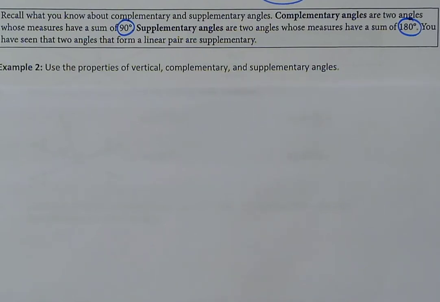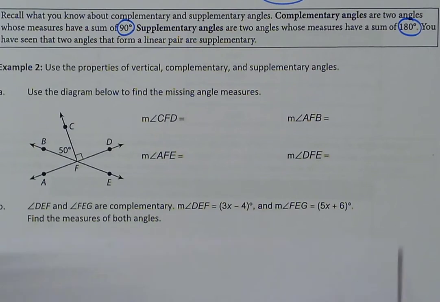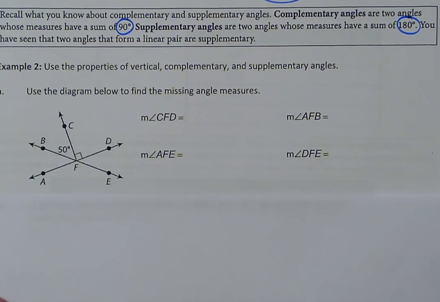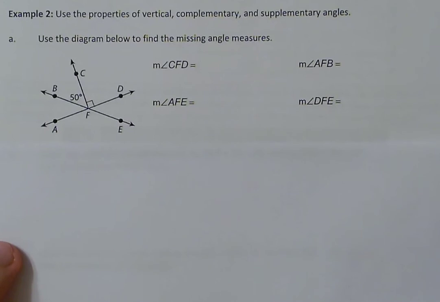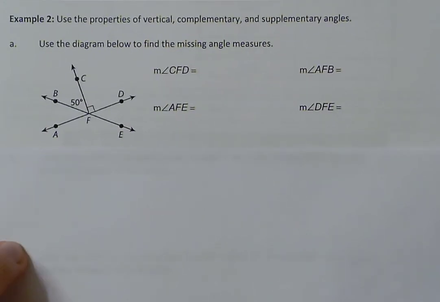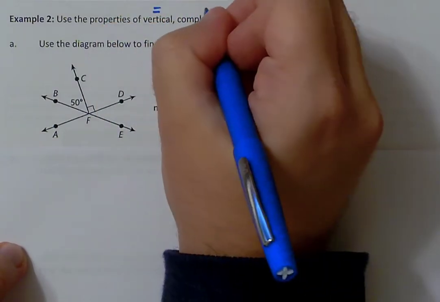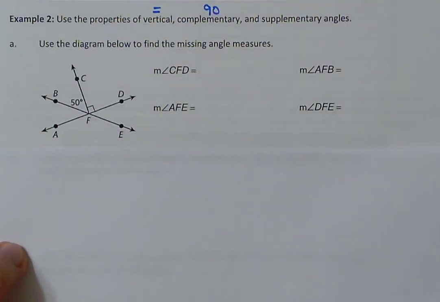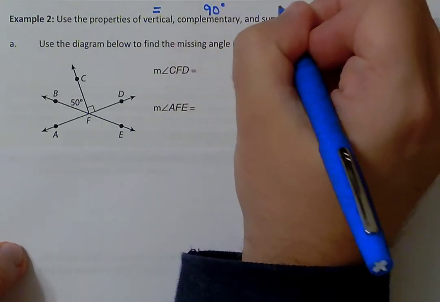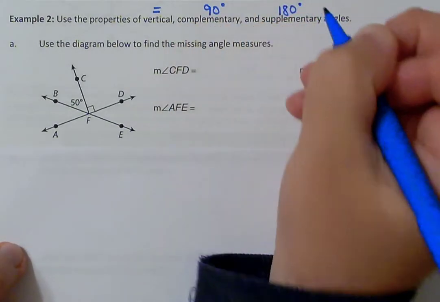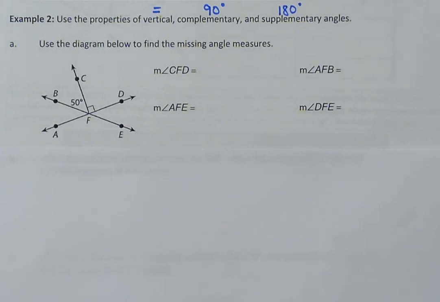So let's go ahead and take a look at example 2, which is going to have us use vertical, complementary, and supplementary angles. Now, before we get into it, again, vertical implies that they are equal to each other. Complementary, they add up to be 90 degrees. And supplementary, they add up to be 180. Now, for example 2a, we're going to use the idea of vertical, complementary, supplementary, and linear pair to answer our questions for parts A, B, C, and D.